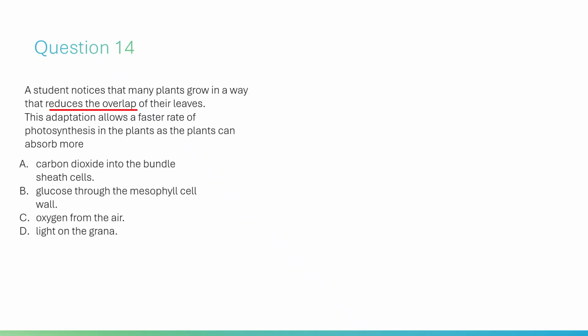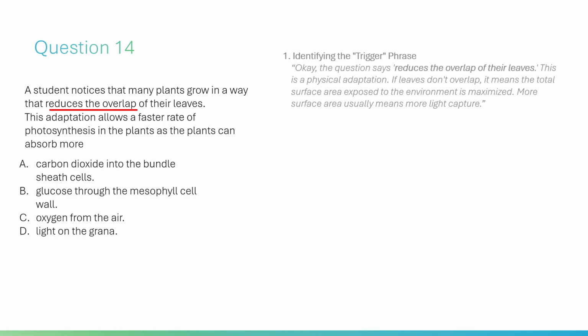1. Identifying the trigger phrase. OK, the question says reduces the overlap of their leaves. This is a physical adaptation. If leaves don't overlap, it means the total surface area exposed to the environment is maximized. More surface area usually means more light capture.